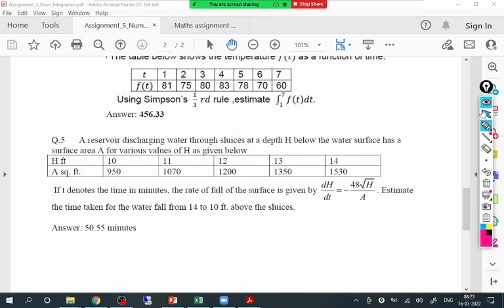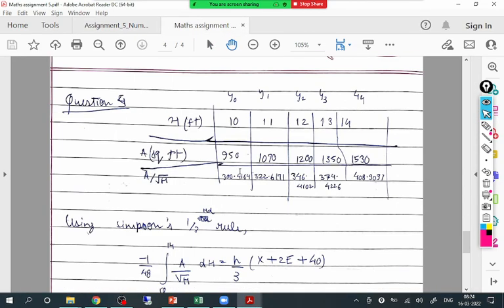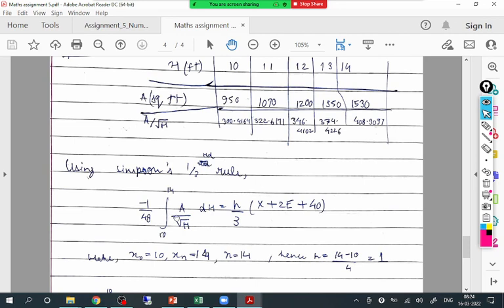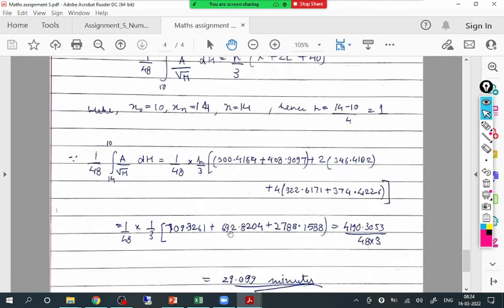Let me check how you completed this. Question number 5. So yes, this is the correct way. Very good. A upon root h values are calculated at each place, and it is integrated, A upon root h, and minus 1 by 48 is multiplied at the end.